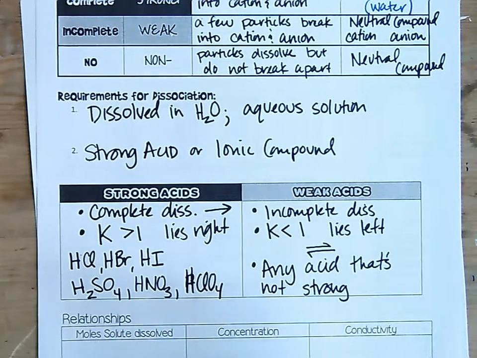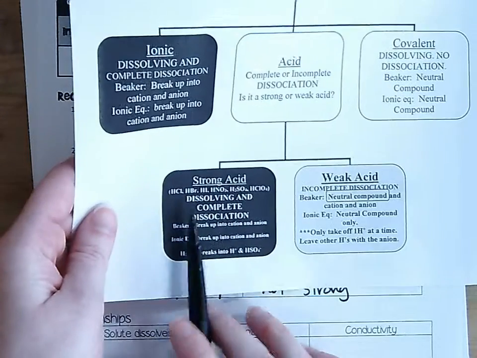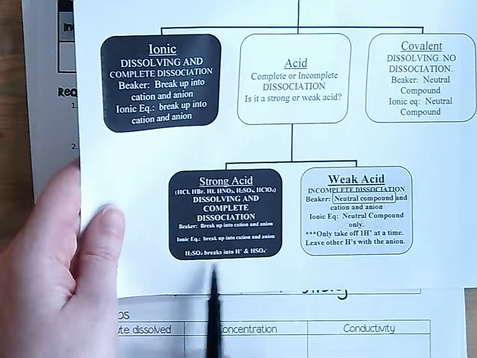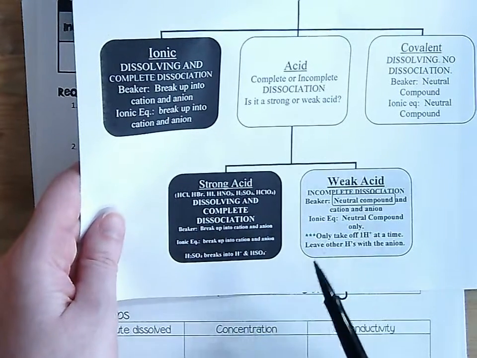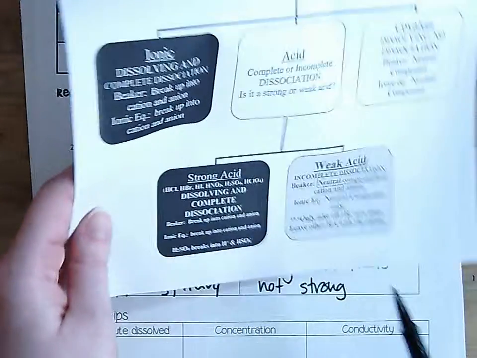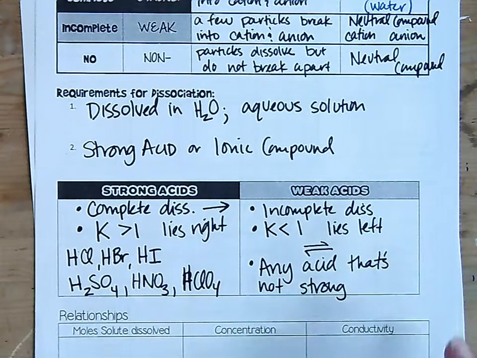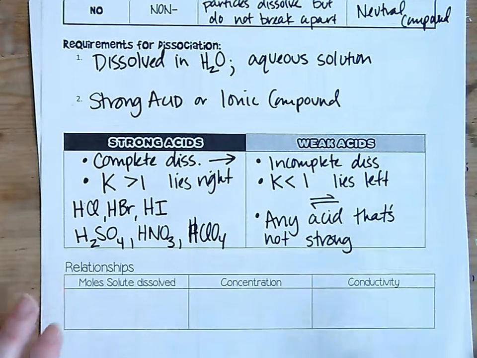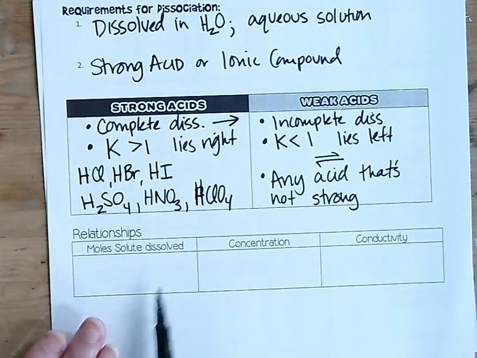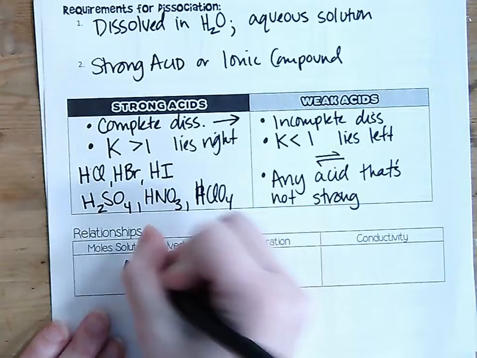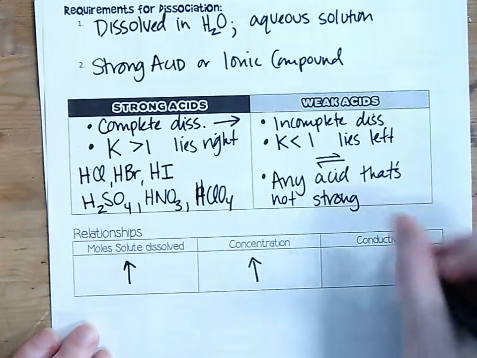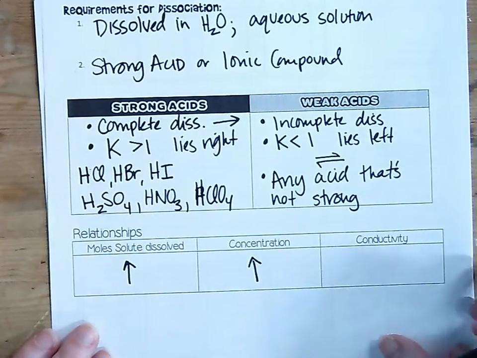For right now though, I have your strong acids listed down here, okay? And it even reminds you the H2SO4, only one H is going to come off at a time, okay? And so it reminds you over here as well on that. Okay, so in class we are going to talk about these relationships a little bit more, but I'd love to know what you think. What is your hypothesis that if you increase the moles of your solute, that means we're increasing our concentration? What do you think is going to happen here? I want you to come up with a guess.